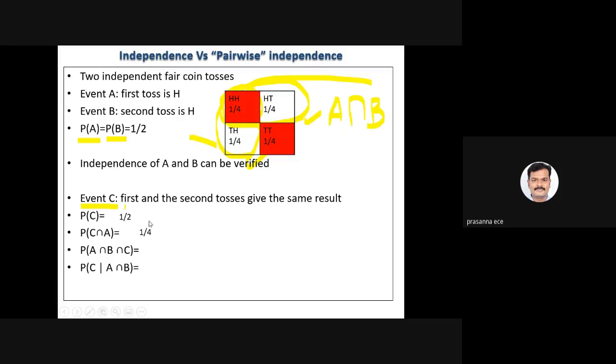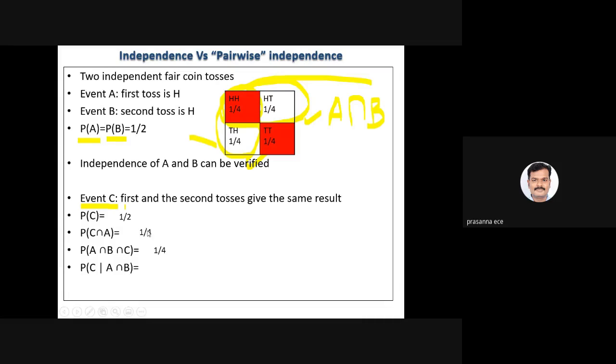So if you calculate the product of P of C and P of A, we already know P of A is 1 by 2, and we calculated P of C is 1 by 2. So P of C intersection A is 1 by 4, which can also be obtained by taking the product of P of C and P of A, right? So it is also verified that A and C are independent. First we verified A and B are independent, and now we have verified A and C are also independent.